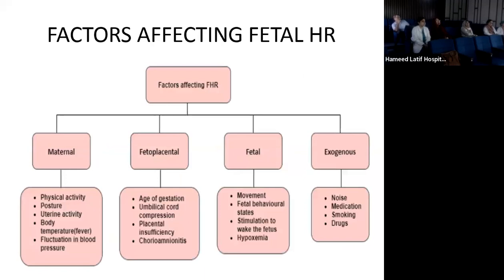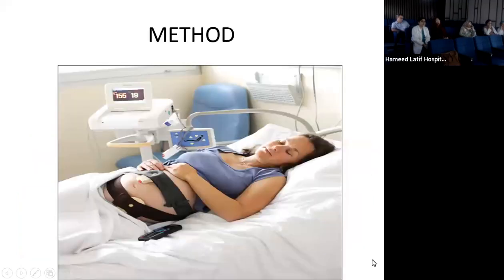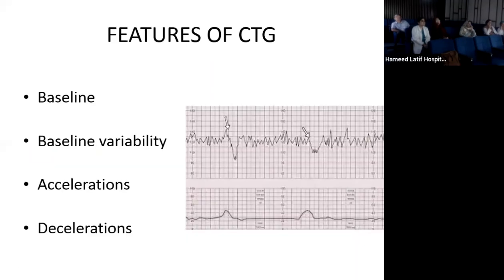There are various factors that affect the fetal heart rate. These factors include maternal, fetoplacental, fetal, and exogenous. Maternal factors further include physical activity, posture, uterine activity, and fluctuation in blood pressure. The fetoplacental factors include age of gestation, umbilical cord compression, placental insufficiency, and chorioamnionitis. Fetal factors include movement, fetal behavior changes, stimulation to wake the fetus, and hypoxemia. And exogenous include noise, medication, smoking, and drugs. This is the method we usually use to do CTG in labor room.